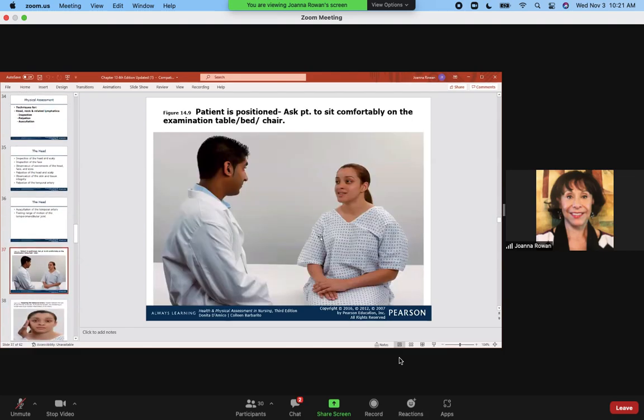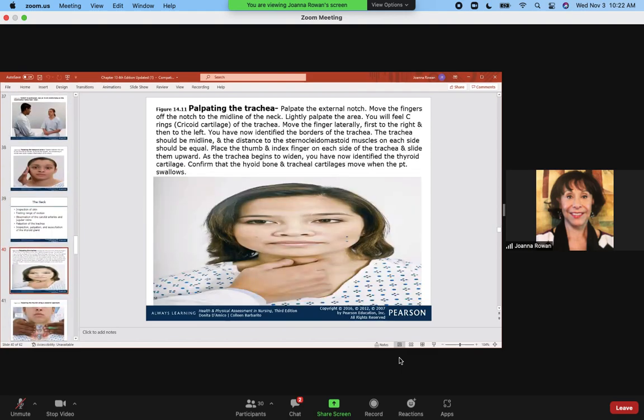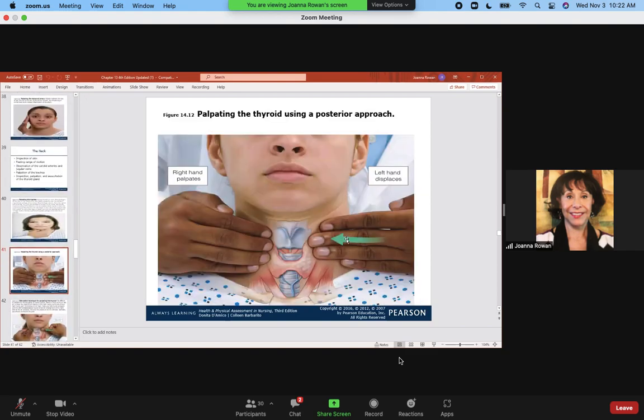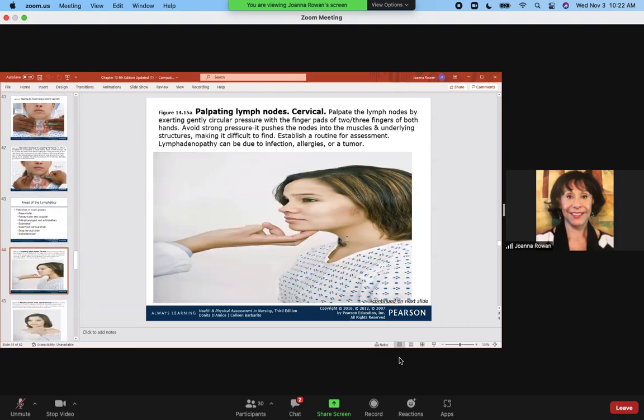Okay, so the next pictures are just related to the physical assessment that you will be doing. Like how do you check the temporal arteries? So it's nice to know for this area. The trachea, the same thing. Thyroid, the same thing. The lymph nodes, the same thing.